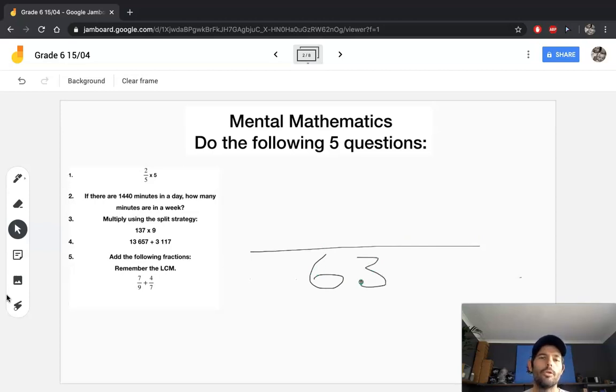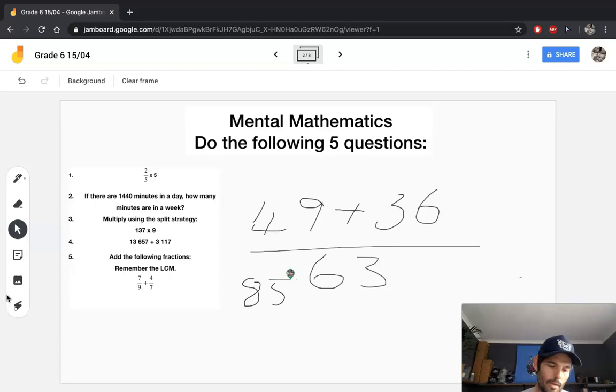So what did I do to 9 to get to 63? I times by 7. So I must multiply the numerator 7 by 7, and that's going to give me 49. For 4 over 7, I multiplied the 7 by 9 to get to 63. So I must multiply the 4 by 9, and that's going to give me 36. Then when I add those two together, I'm going to get 85 over 63, which is an improper fraction. Now that can't be simplified. There's no number apart from 1 that goes into 85 and 63.